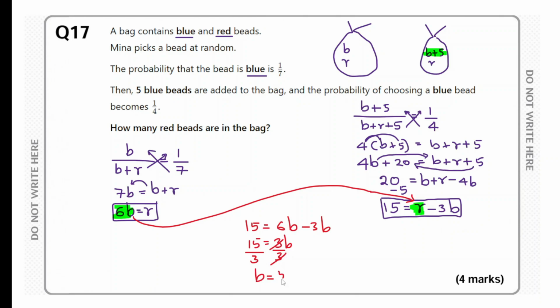Now, what's the question? How many red beads are in the bag? So, from the first one, we know the number of red beads is 6 times B. So obviously the number of red beads is 6 times 5. And the final answer, 30 beads. Good question for 4 marks.